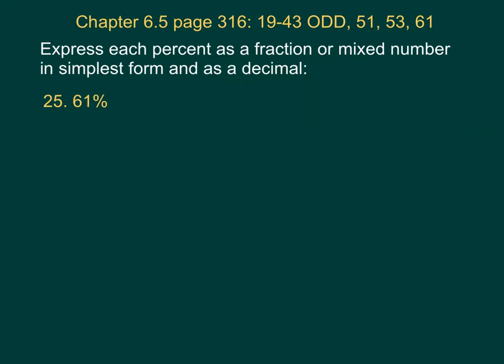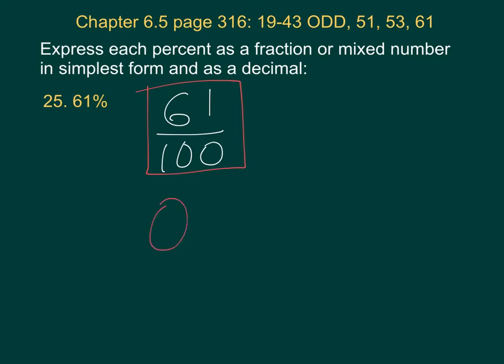Question 25 asks us to convert 61%. So we write it as 61 over 100. Well, I can't divide 61 by anything that I can divide 100 by. That is the simplest form. And if I divide 61 by 100, I get 0.61, and that is the decimal form.